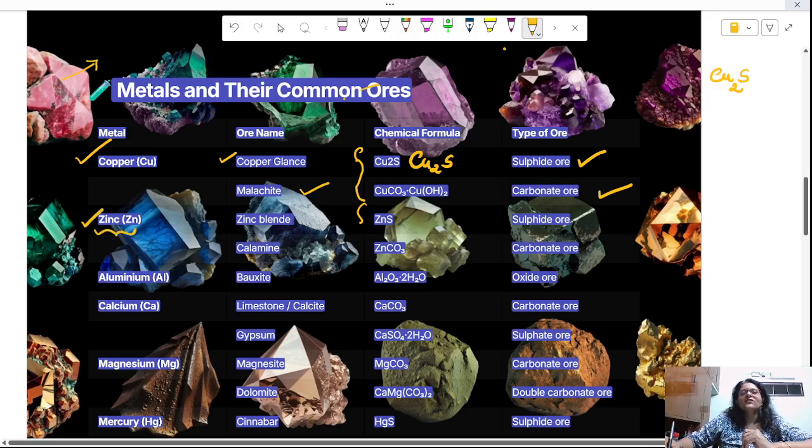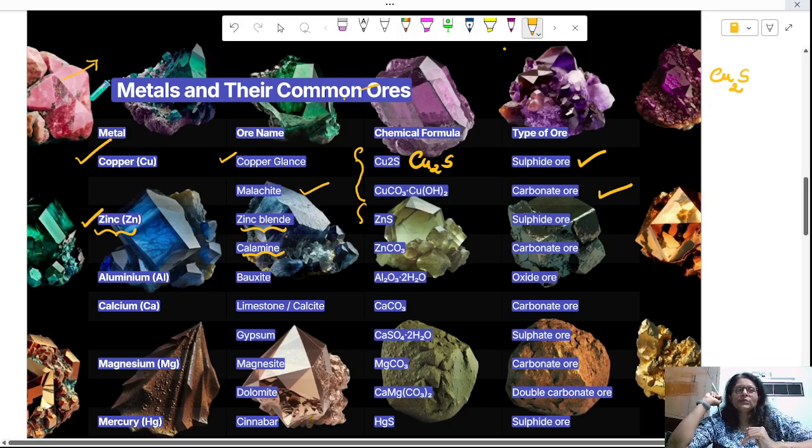Then about zinc. Zinc also has two ores. We can extract zinc from zinc blende or zinc carbonate, which is the calamine. Have you heard of calamine lotion? When you have itching, we used to rub it. For itching, it is very good, using zinc carbonate, okay, which is calamine. So calamine is also an ore of zinc.